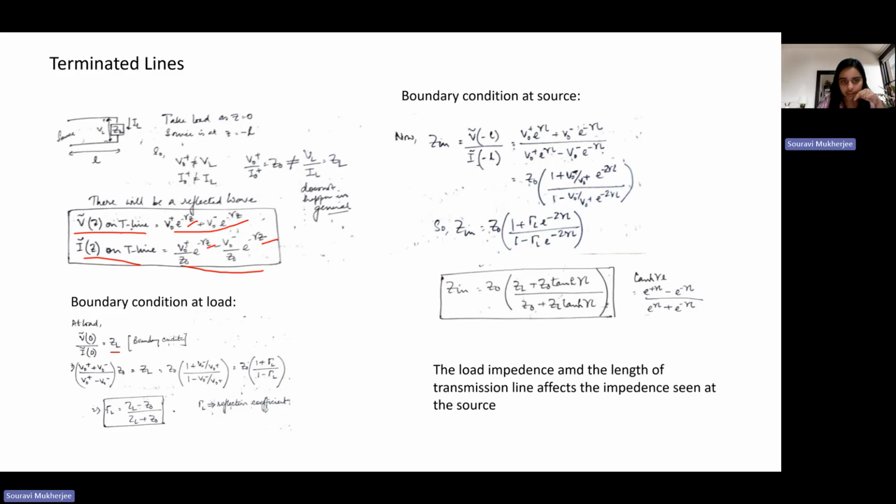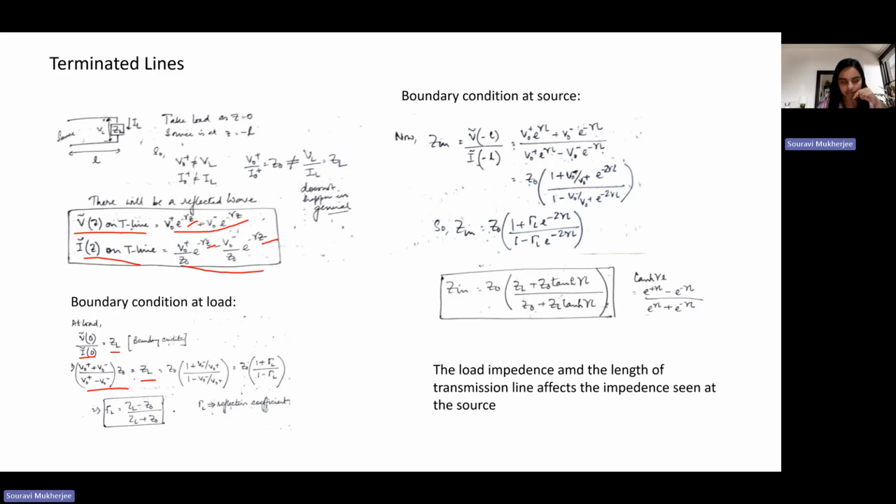So you get, into Z naught is also there, right? So Z naught gets cancelled. So basically you get this form. When you are writing I naught, just put Z equal to 0. So you get V naught plus by Z naught minus V naught minus by Z naught, right? So that's this form that you have here. So that means at load, this is the relation that needs to be satisfied.